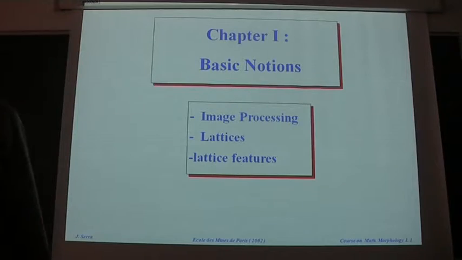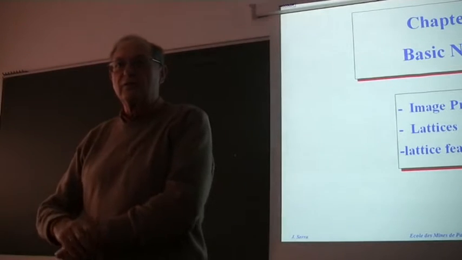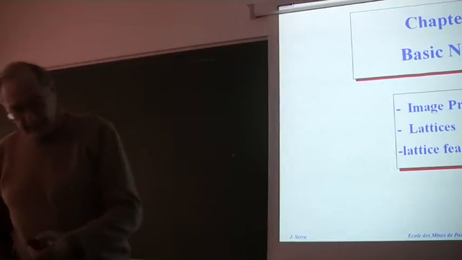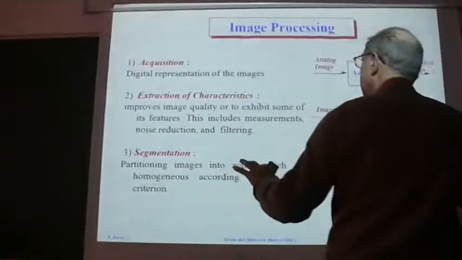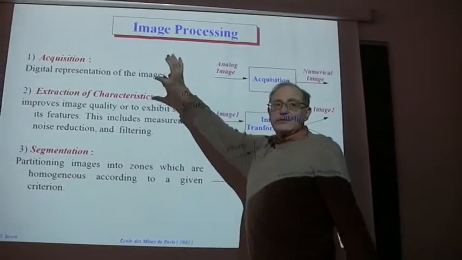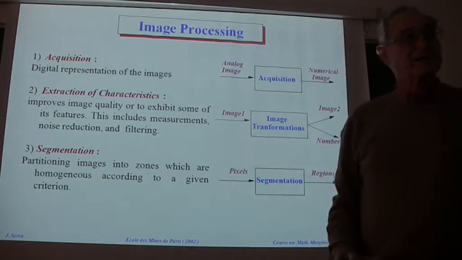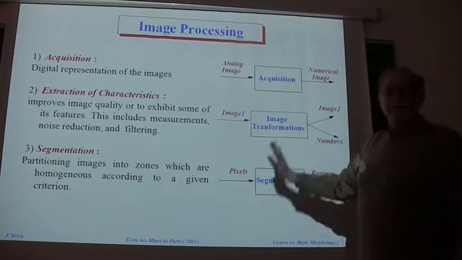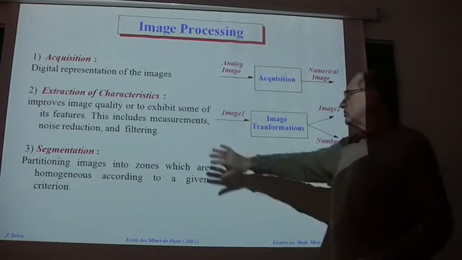So the first lecture of half an hour concerned what is image processing and how mathematical morphology appears in image processing. In image processing, you have three tasks, basically. The acquisition, which means to replace something of the world, which is neither discrete nor continuous, by some numerical image or set of images or color image or 3D information.